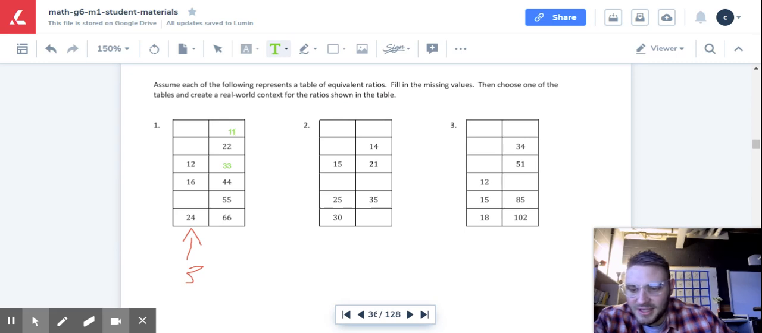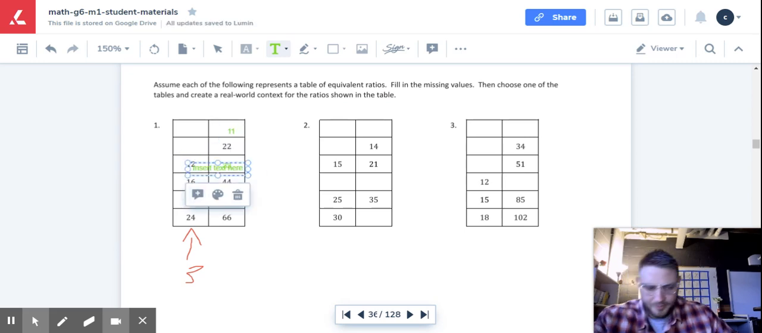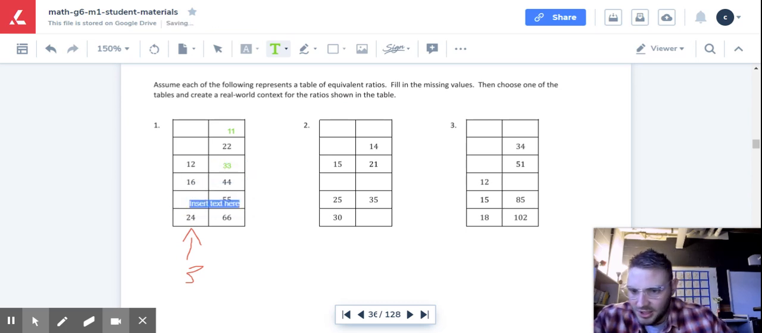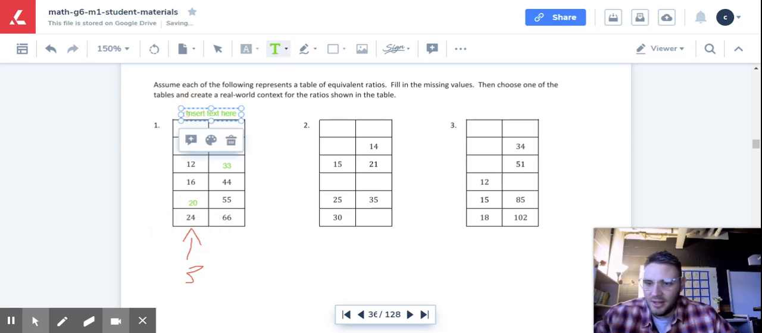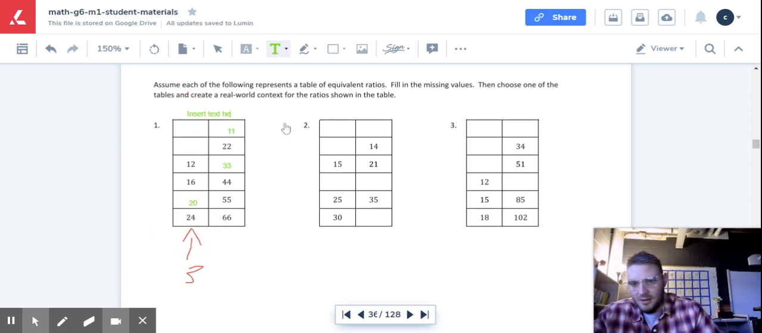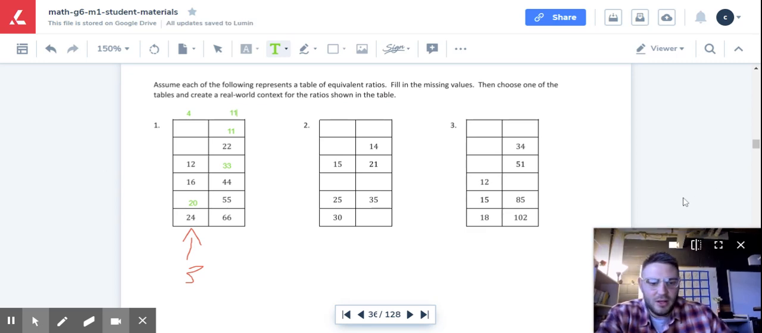Well, how do I get from 12 to 16? What did I count up by? Well, I counted up by 4, right? So then I should see if this is 20, and that should make sense. Yep, counting up from 16 to 20 is plus 4, and then plus another 4 to be 24. And so this one here is counting up by 4s, and this one here is counting up by 11s, okay? All right. So that is what you're going to be doing today.